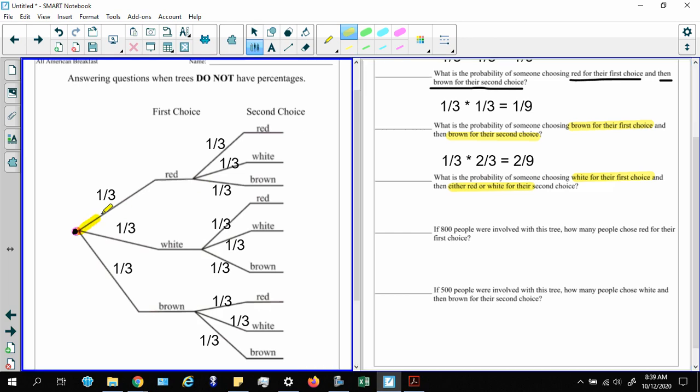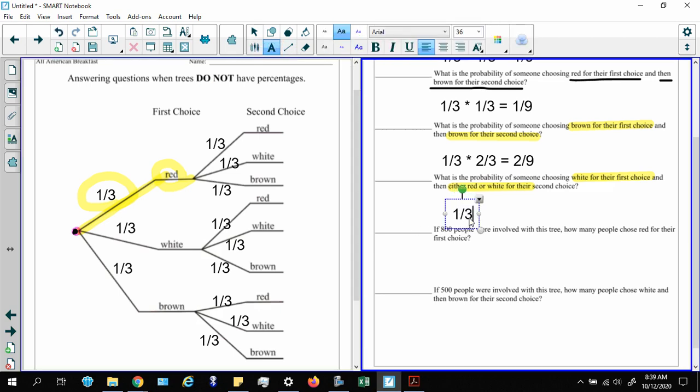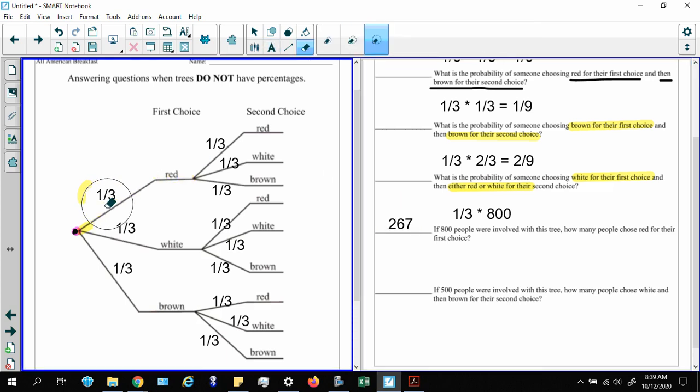So that means we're only stopping here, which means this is a 1/3 situation. So the probability of choosing red for your first choice is 1 out of 3. But the question is not asking you for the probability, it's asking for the number of people. So all we have to do is take the probability and then just multiply it by the number of people. Now we're going to end up getting a decimal here, but I just went ahead and rounded to the nearest whole.